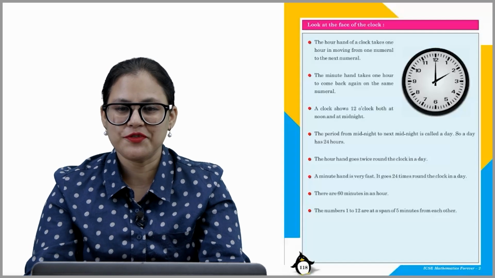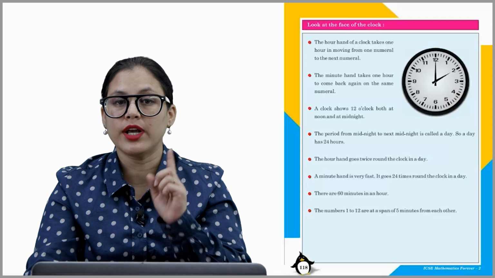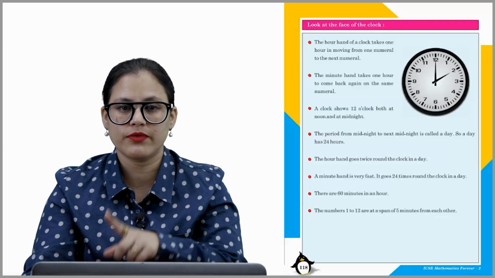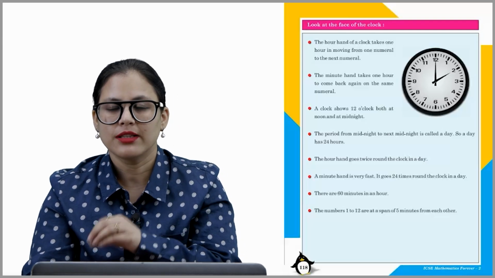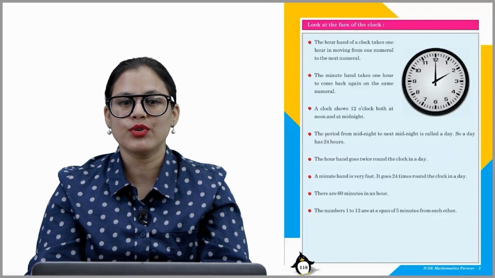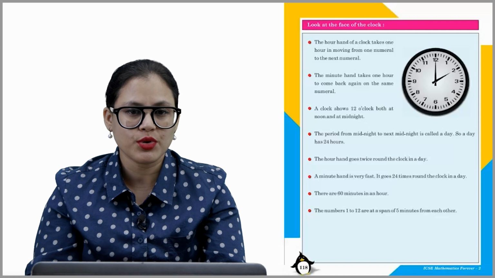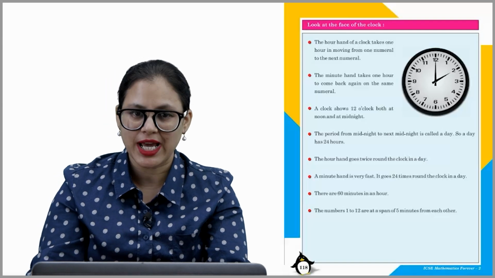Look at the face of the clock. The hour hand of a clock takes 1 hour in moving from one numeral to the next numeral. Means from one number to the next number, the hour hand of our clock takes 1 hour. The minute hand takes 1 hour to come back again on the same numeral. A clock shows 12 o'clock both at noon and at night.